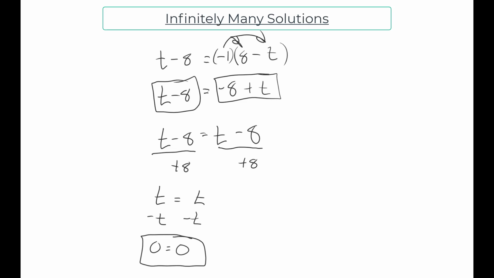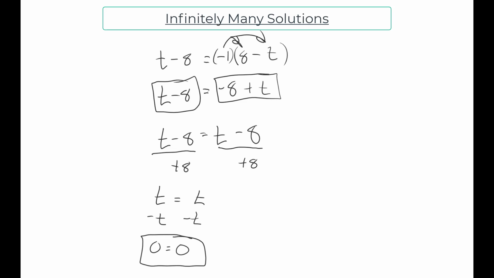Right now, we are saying that 0 is equal to 0. And I want you to ask, is that true? Is it always true? Your answer to that question should be yes. There is nothing that will ever make this statement not true. And because it is always true in every single case, this particular equation has infinitely many solutions. No matter what you make t, we will always have a right answer.